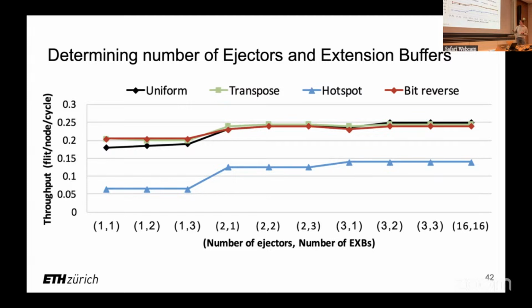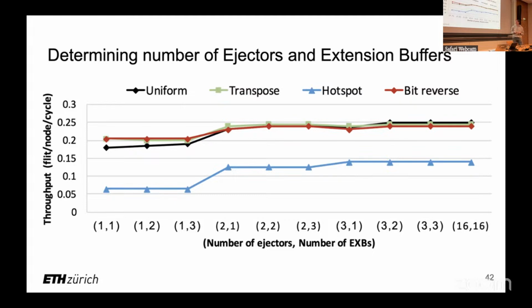And as you can see, with one ejection port on the left, even if you vary the number of extension buffers, you don't gain much performance. But as soon as you increase the number of ejection ports to 2, you actually get a significant increase in performance, because it's just more likely that you'll be able to eject a packet.